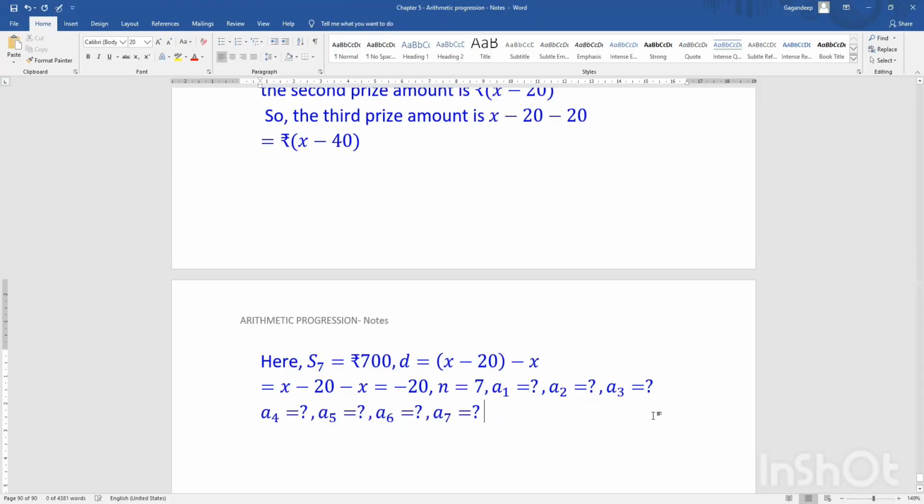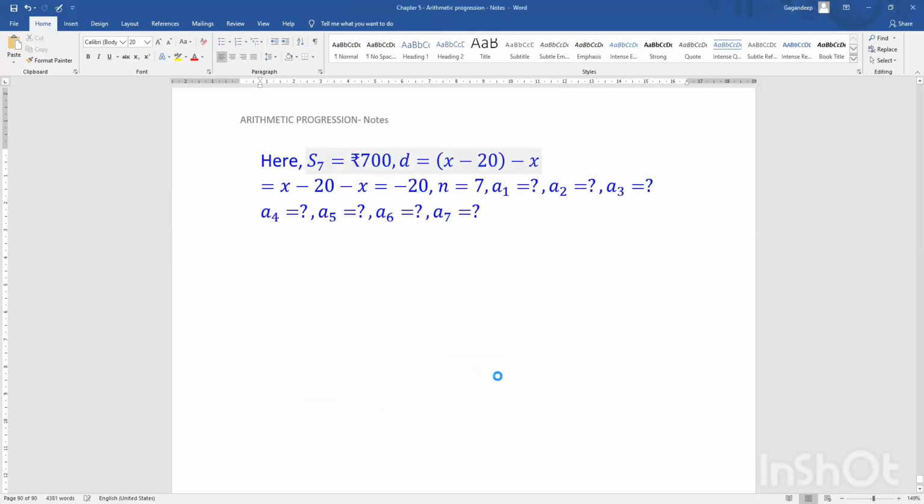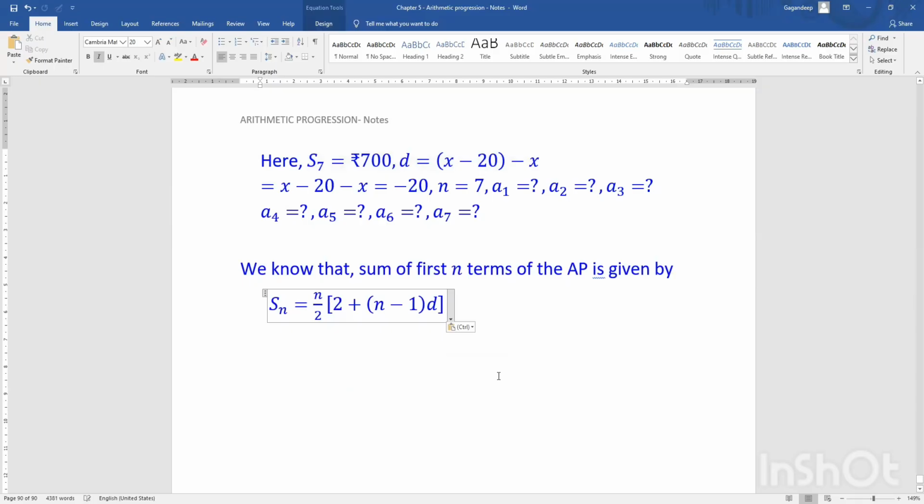Then we know that the sum of the first n terms of an AP is given by Sn is equal to n by 2 into 2a plus n minus 1 into d, right? Correct. And then I'm going to write S7. So take the same formula here. Just replace n with 7, and here also replace n with 7.